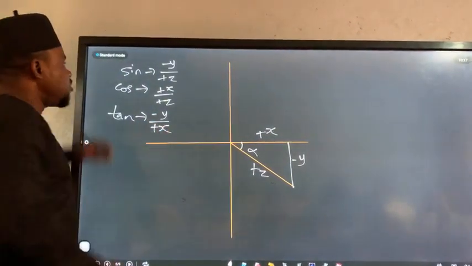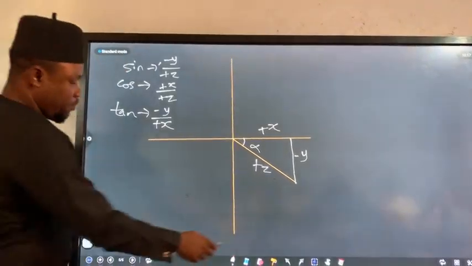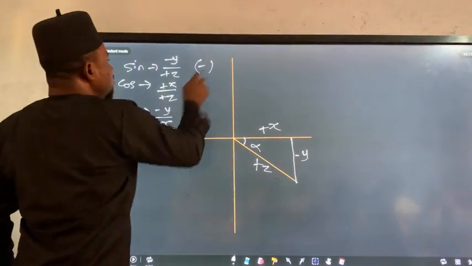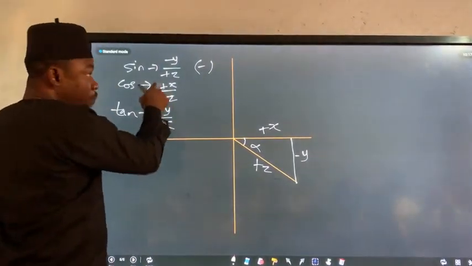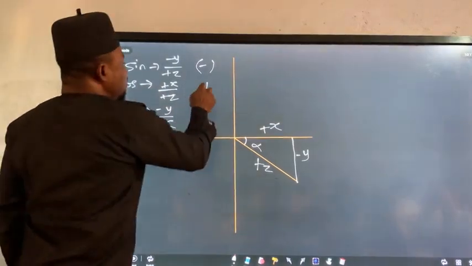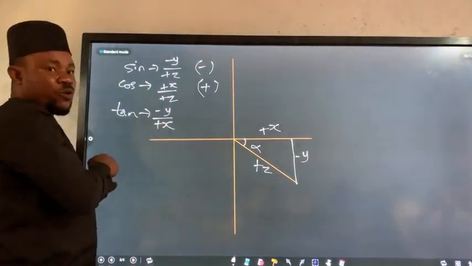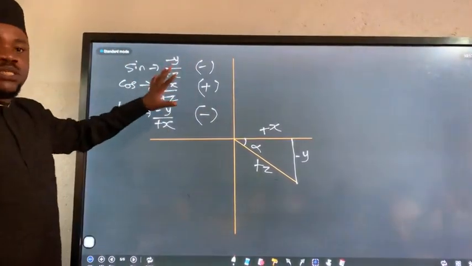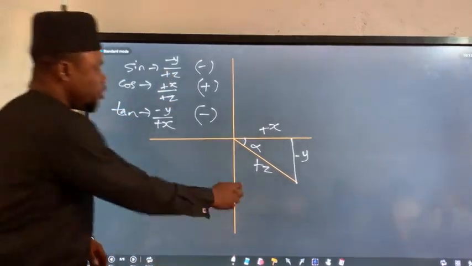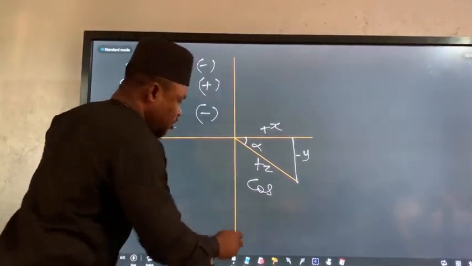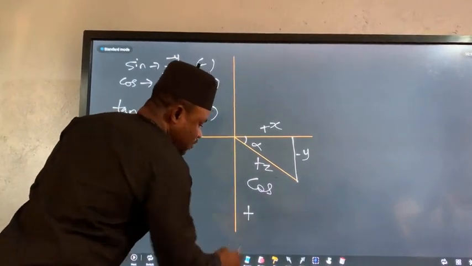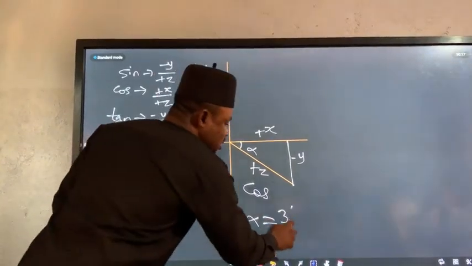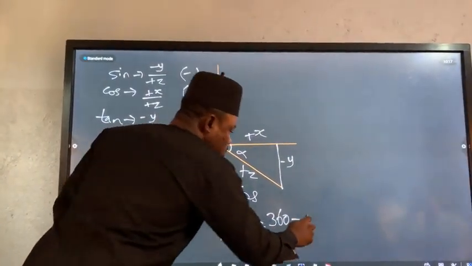So by combining the signs, what would I get eventually? Negative over positive gives me negative. Positive over positive gives me positive. Negative over positive gives me negative. So in this case, the only one that will be positive is cos. So in the fourth quadrant, cos is positive, and the value of alpha, the acute angle value, is 360 minus theta.